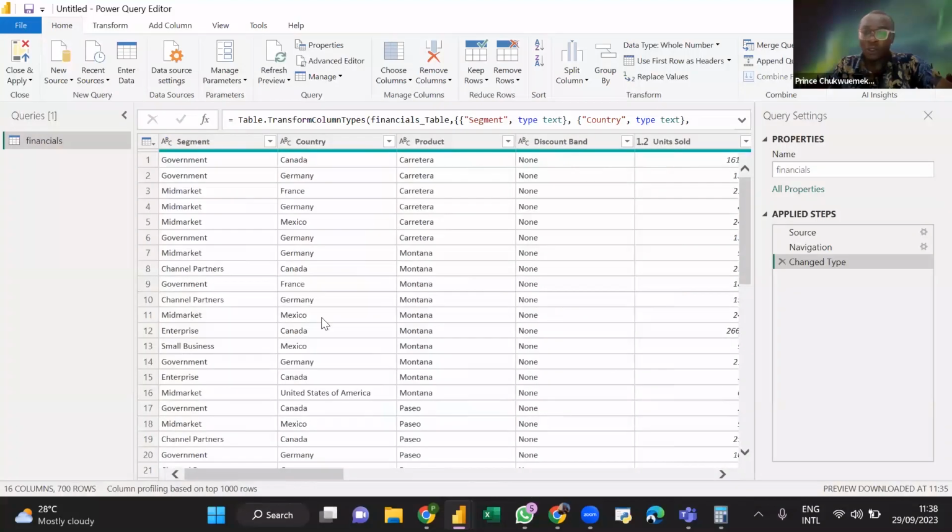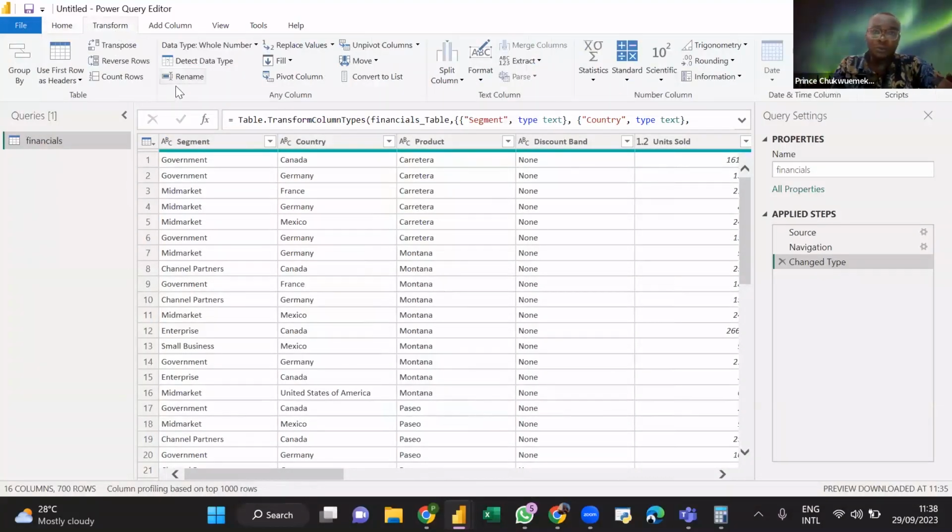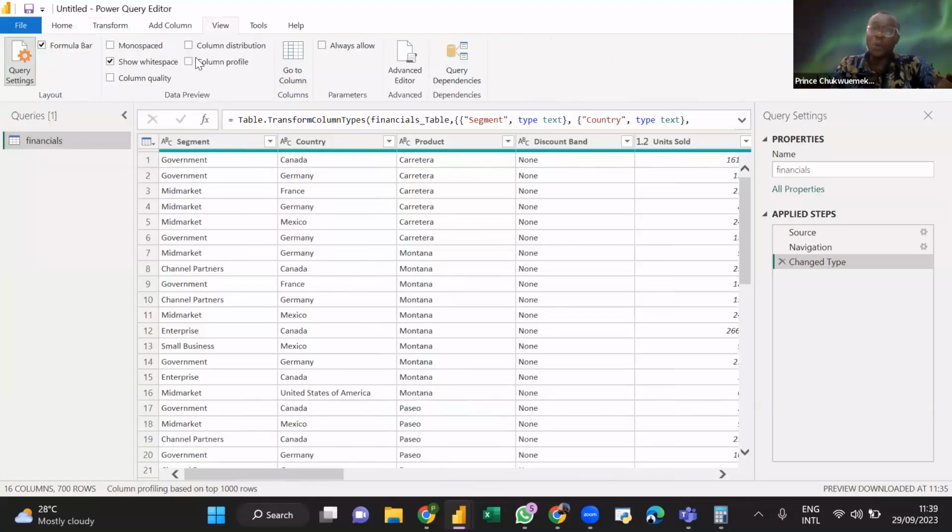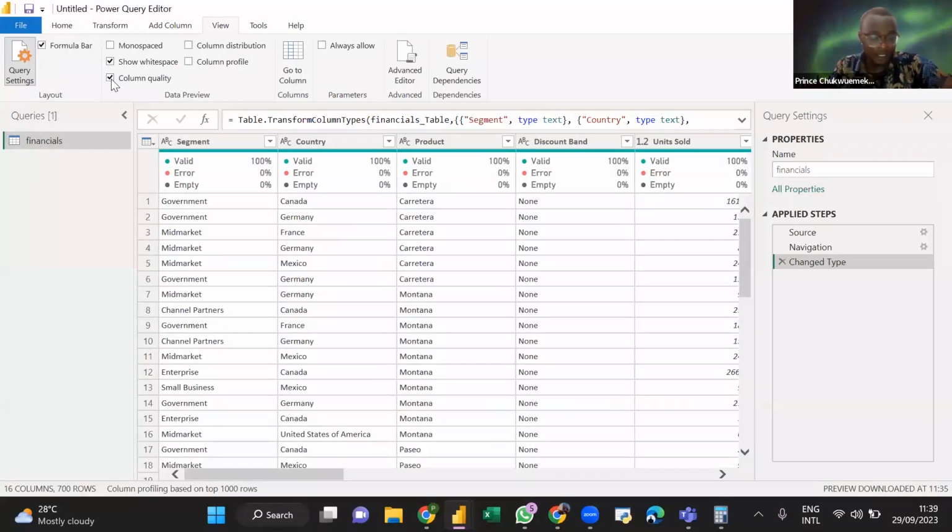Another thing I want to talk about quickly is that if you go to the view tab, we have what we call the data preview features in Power Query. One is column quality. What column quality does is show you the percentage of valid data, the percentage of errors, and the percentage of empty values in each column. I just clicked on column quality and this is it there.